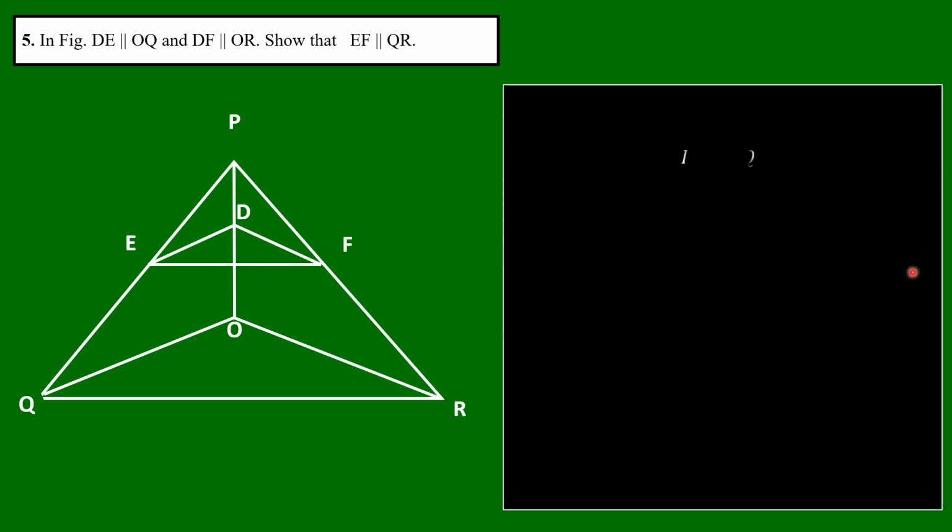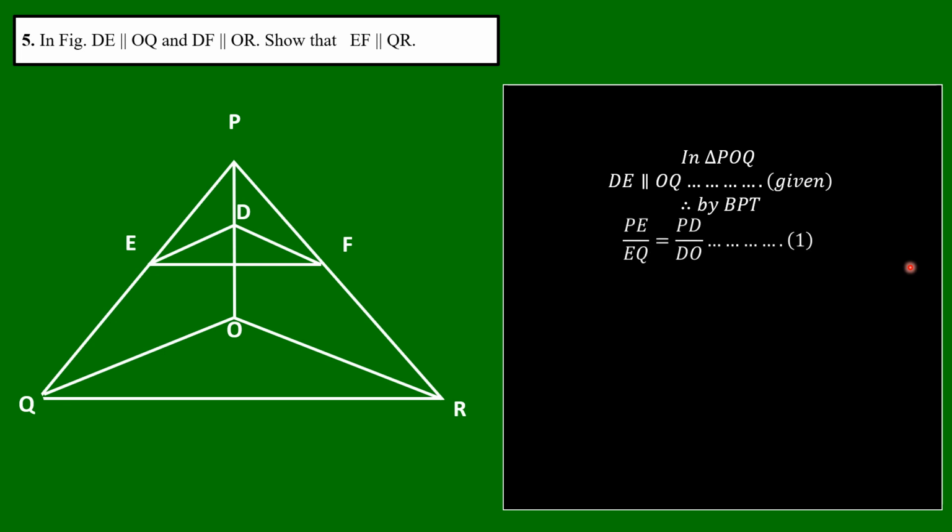So let's see how. In this triangle POQ, DE is parallel to OQ. This is given to us. So by BPT we can write PE upon EQ is equal to PD upon DO. Let this be equation number 1. Similarly in this triangle POR, DF is given parallel to OR, then PF upon FR is equal to PD upon DO by BPT. So let this be equation number 2.